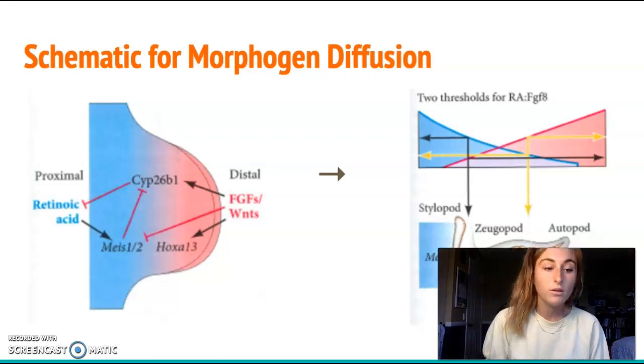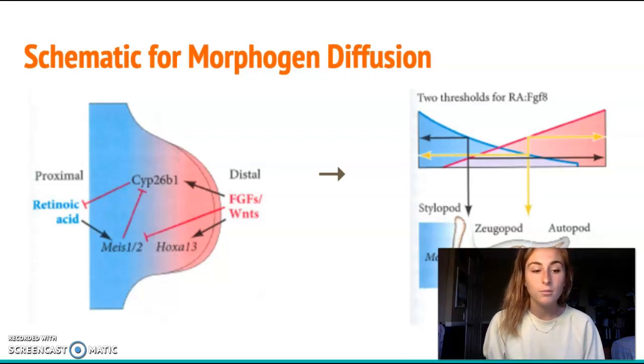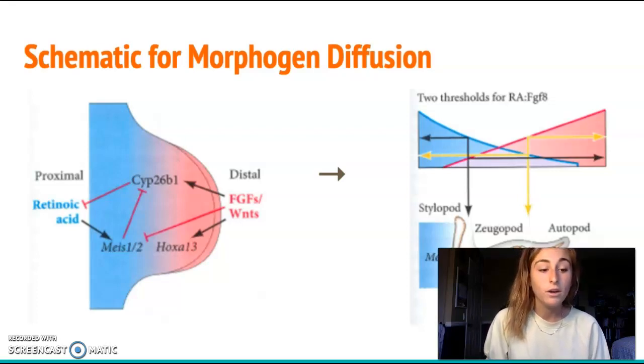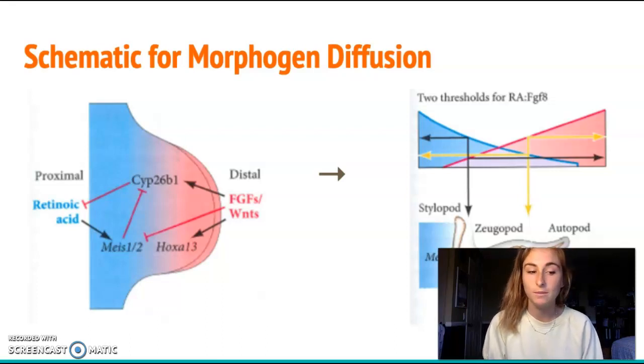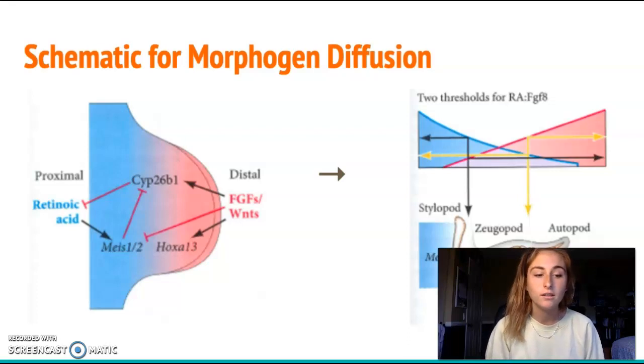So, retinoic acid is the necessary signal for the proximalizing activities of the somites at the proximal end of the developing limb bud. So to continue with this signaling pathway, FGF also inhibits MEIS and activates HOX13. Retinoic acid activates MEIS, which inhibits CYP26B1. Very similar to many of the signaling cascades that we've looked at in class.